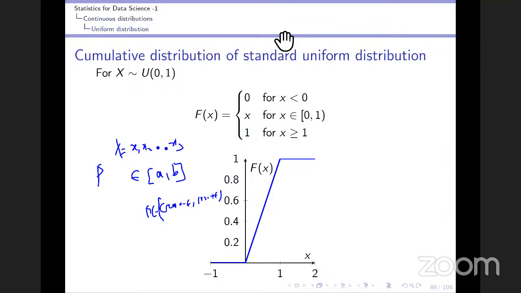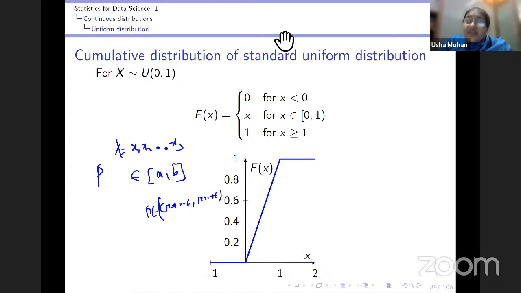So if epsilon tends to 0, the probability will be non-zero for very small epsilon, but that is not what we are trying to do. We are trying to capture the probability that it lies in an interval. You're not asking exactly what is the probability X is equal to a value. You're always asking probability X belongs to an interval when you're modeling it as a continuous random variable. Is it clear?